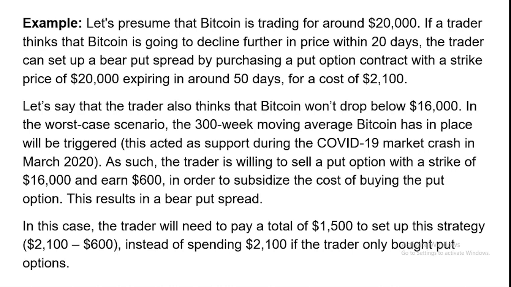This acted as support during the COVID-19 market crash in March 2020. As such, the trader is willing to sell the put option with a strike of $16,000 and earn $600 in order to subsidize the cost of buying the put option. This results in a bear put spread. In this case, the trader would need to pay $2,500 to set up this strategy. Pay $2,100 minus $600 instead of spending $2,100 if the trader only bought put options.